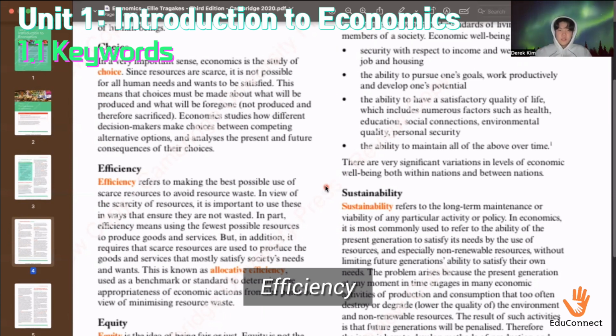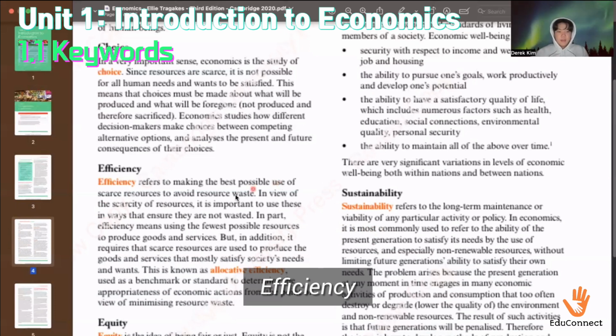Efficiency also relates to choice. Now you see this big picture, right? It's like a spider web. Economics is kind of like a spider web. You cannot have one without having the other because they all interrelate. They're all interconnected. You cannot have choice without efficiency. You cannot have scarcity without choice or efficiency. You cannot have sustainability without efficiency. You cannot have any of these without the other.